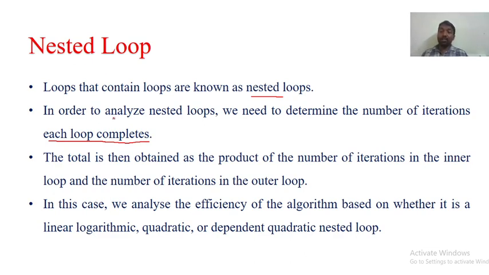But in this nested loop there are many variations. The total is obtained as a product of the number of iterations in the inner loop and the number of iterations in the outer loop. Let us see clearly: in the nested loop we have different types, starting with linear logarithmic, quadratic, and dependent quadratic. Let us see each and every nested loop clearly.